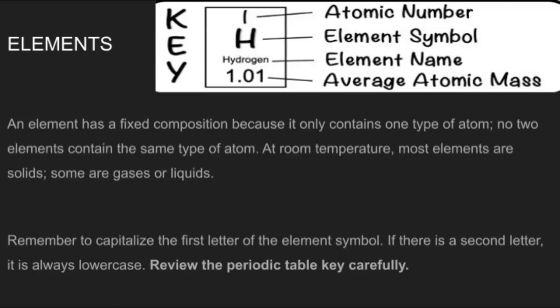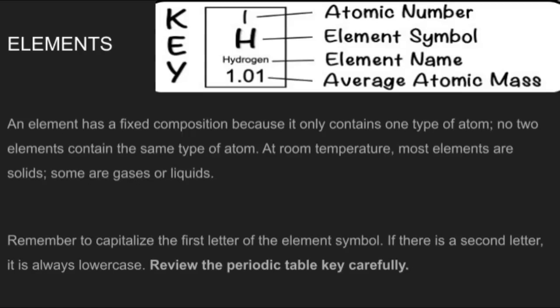The first is the atomic number at the very top. Sometimes you'll notice that's off to the left-hand side. The elemental symbol, and usually it's only a single letter which is capitalized. Sometimes there's a second letter, and that is always lowercase. Then you have the element name. In this case, we're looking at hydrogen, and the average atomic mass. You need to know the difference between the atomic mass and atomic number because that will be included on your test coming up.